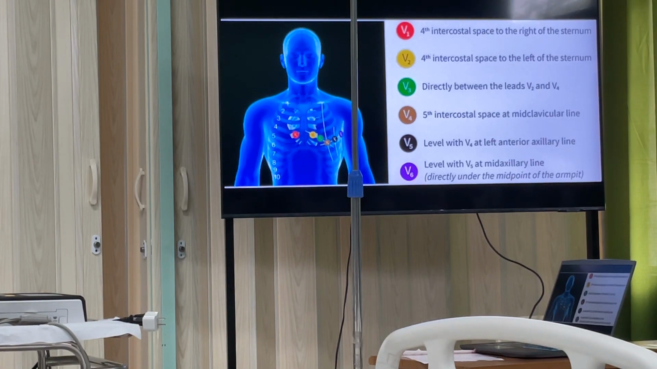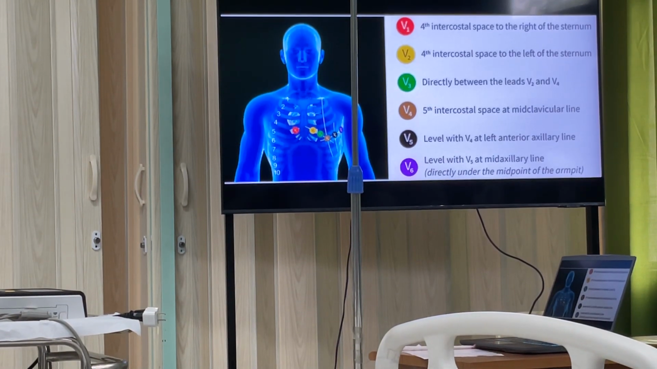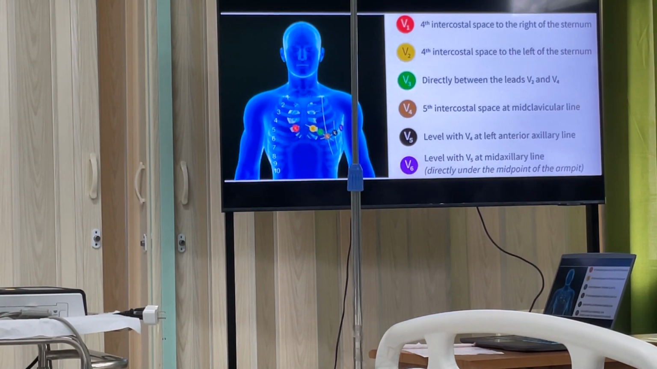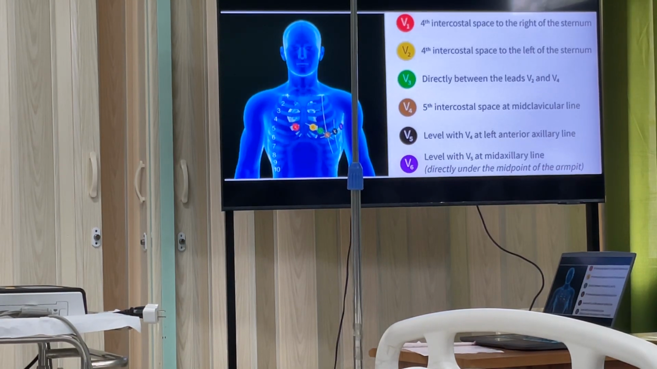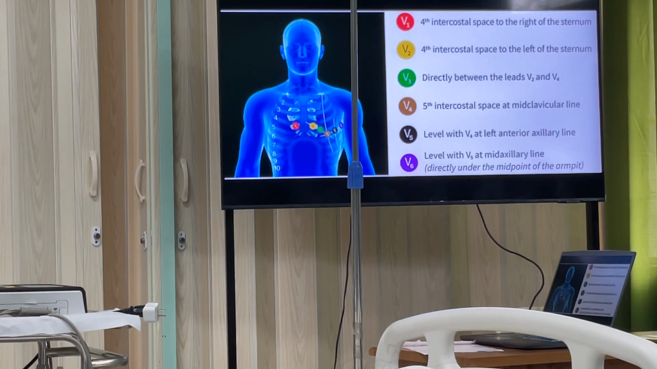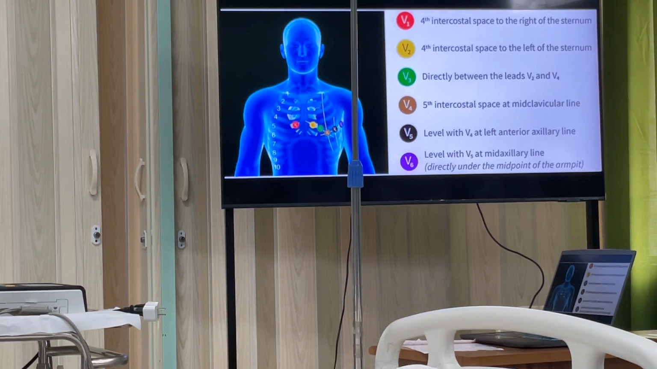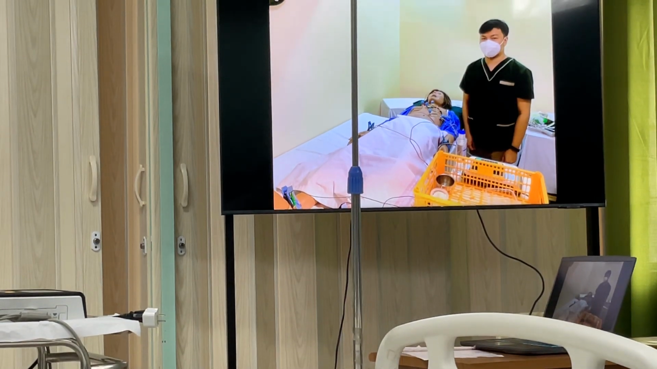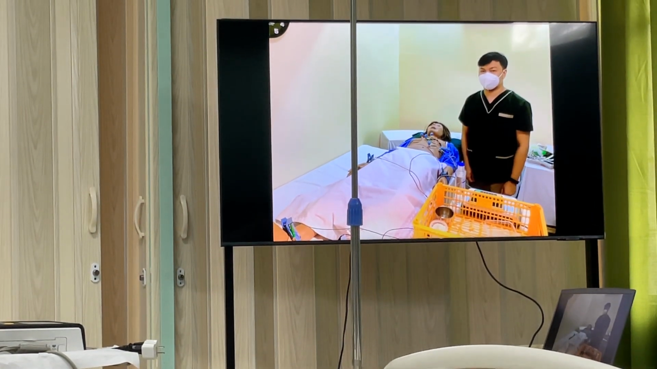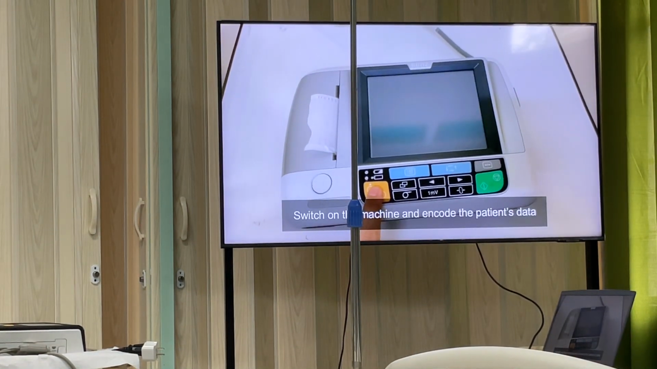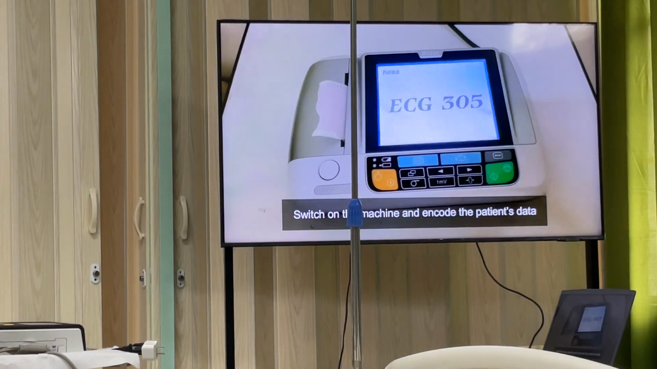While V4 will be placed in the fifth intercostal space just at the midclavicular line. V5 will be leveled with V4 at the left anterior axillary line. And V6 will be leveled with V5 at the mid-axillary line just directly under the midpoint of the armpit. Switch on the machine and encode the patient's data.